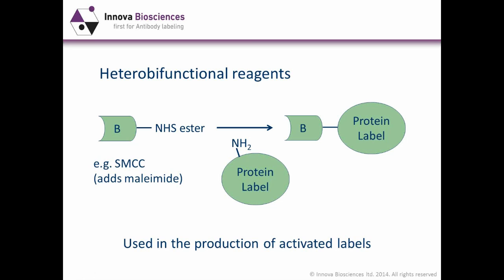If you do have to make your own label because it's not commercially available, I would not look past this heterobifunctional reagent, SMCC. This adds a maleimide to your protein label. There are probably scores of reagents like this for attaching various groups, but this is by far the best. It makes it much easier for you in terms of antibody modification if you can do the simple thiolation reaction that we just covered.